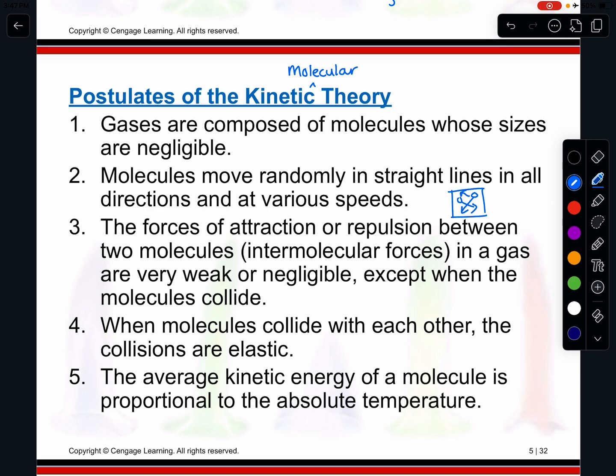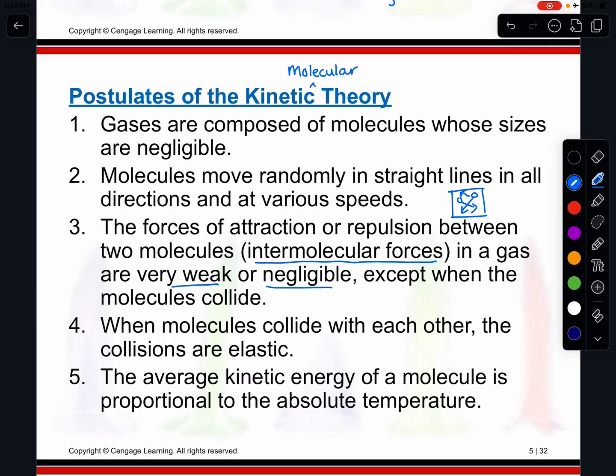Now, the forces of attraction or repulsion between molecules, which we call intermolecular forces, are very weak or negligible. I know we have not discussed intermolecular forces. Intermolecular forces are things that hold molecules together. For example, in a glass of water, the water molecules are held together by something called hydrogen bonding. We have not learned that; if you take Gen Chem 2, it is one of the beginning chapters you'll discuss. But what we want to know about gas molecules right now is that they have no connecting forces. They are not attracted to, nor repelled by, each other.